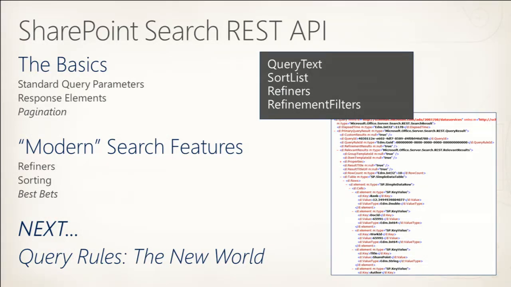We can specify our sort list. We specify the refiners we want returned. We can specify any refinement filters that the user has applied. Dan showed you those drop downs; those are going into that refinement filters list. When SharePoint returns a refiner, it makes it very easy to take a value from that refiner object and just send it back to the search engine. So it gives us that syntax already. We don't have to do any real manipulation there.